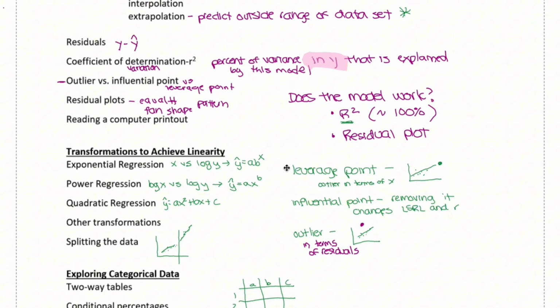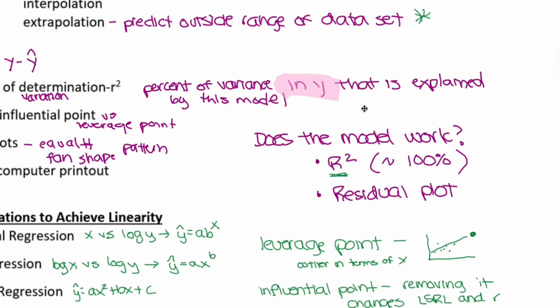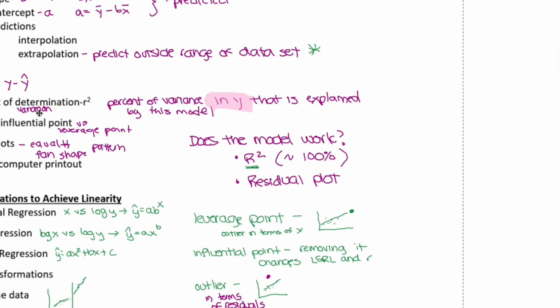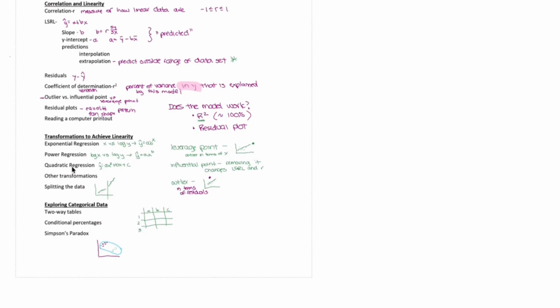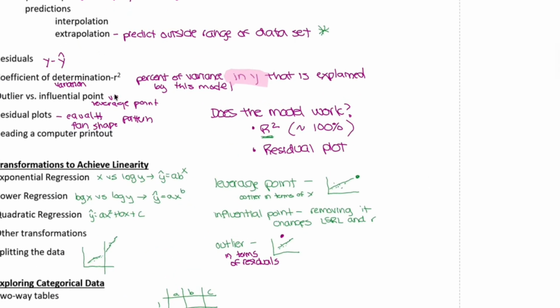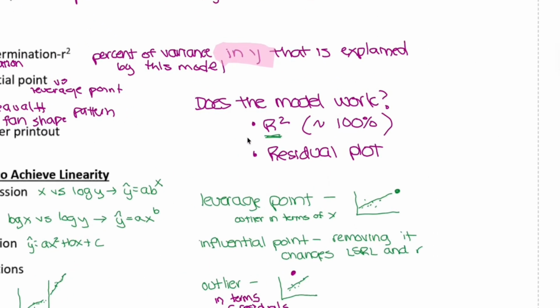And does the model work? I almost forgot this part. We're going to check R-squared and the residual plot to see if the model that we created fits our data or not. R-squared, if it's a percentage, is from 0 to 100. If it's a decimal, then it's from 0 to 1.